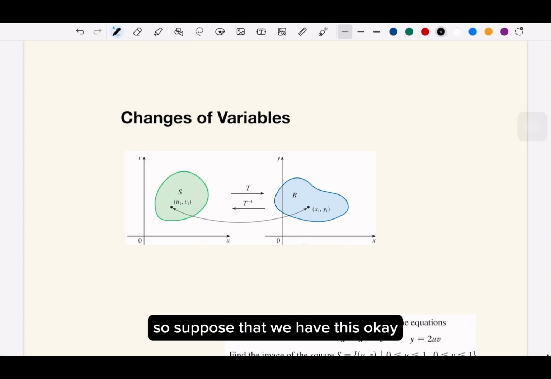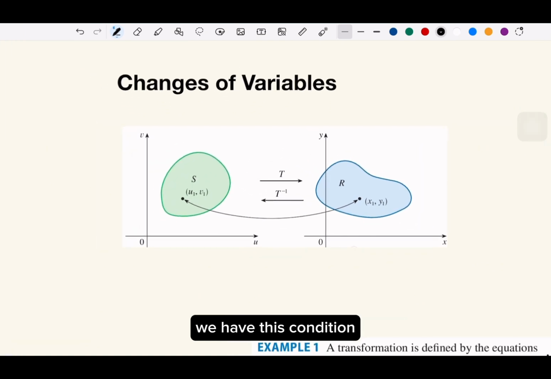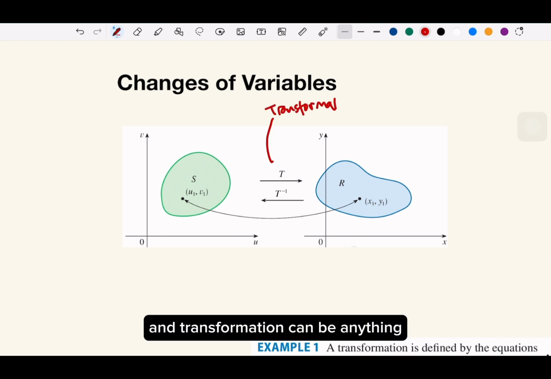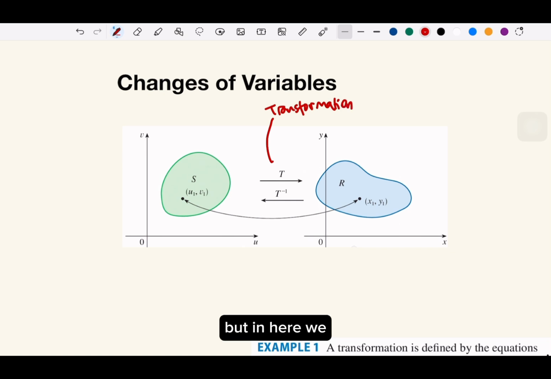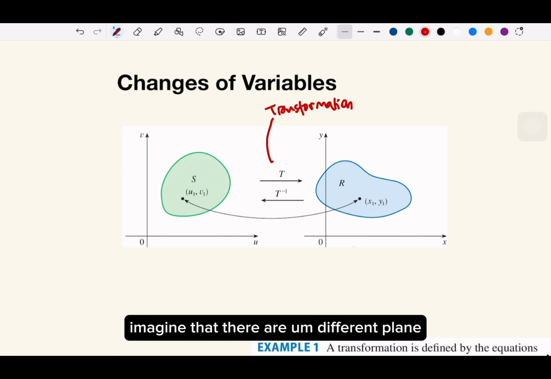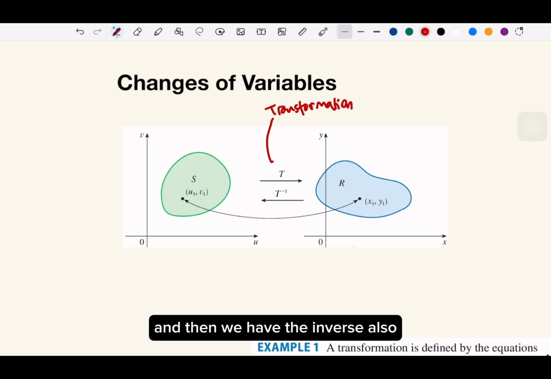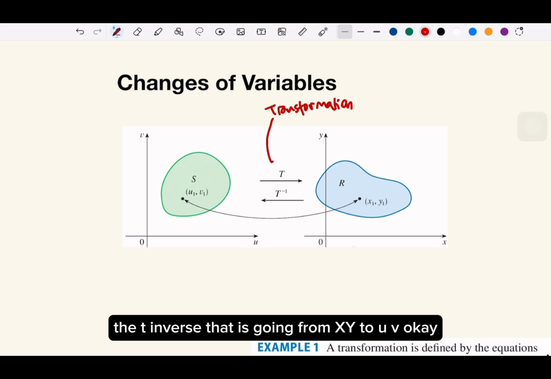So suppose that we have this condition that T is representing transformation, and transformation can be anything. But in here, we imagine that there are different planes. So we have a UV plane and an XY plane. If T represents transformation from the UV plane to XY, then we also have the inverse, T inverse, that is going from XY to UV, okay?